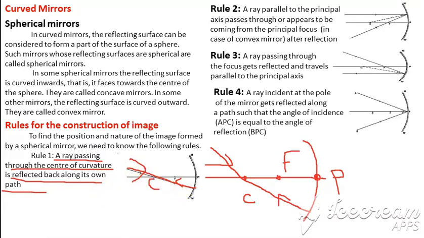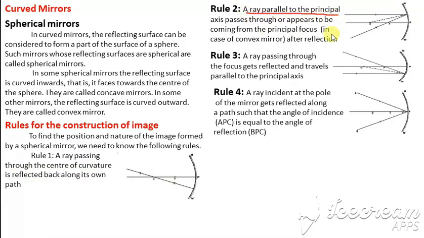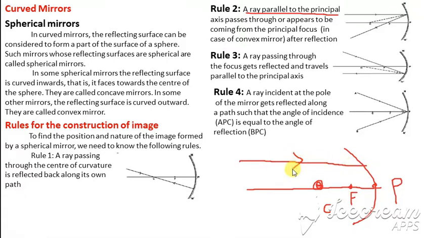Okay, then the second rule is a ray parallel to the principal axis. As I have told you, this is the pole and this is the center of curvature. The line joining both of these is called the principal axis. So the midpoint here is the focus. A ray which is parallel to the principal axis, after reflection, passes through the focus. Clear? So this is the second rule.